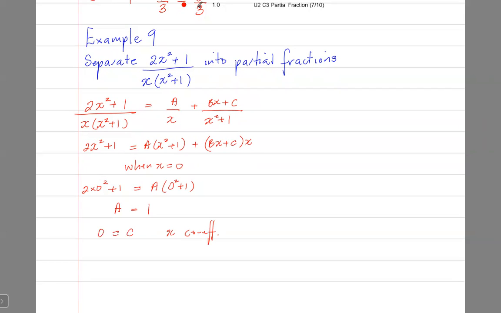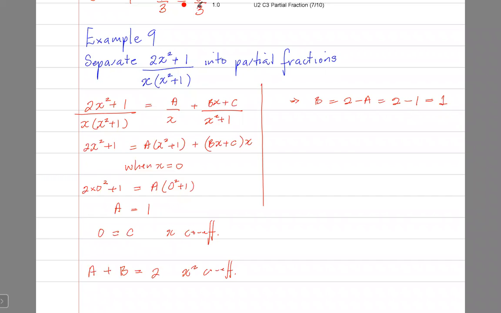All right, let's look at the x squared coefficient. A plus b is equal to 2. And this is us looking at the x squared coefficient. So it means therefore that b would be equal to 2 minus a. So b would be equal to 2 minus 1. So b would be equal to 1.